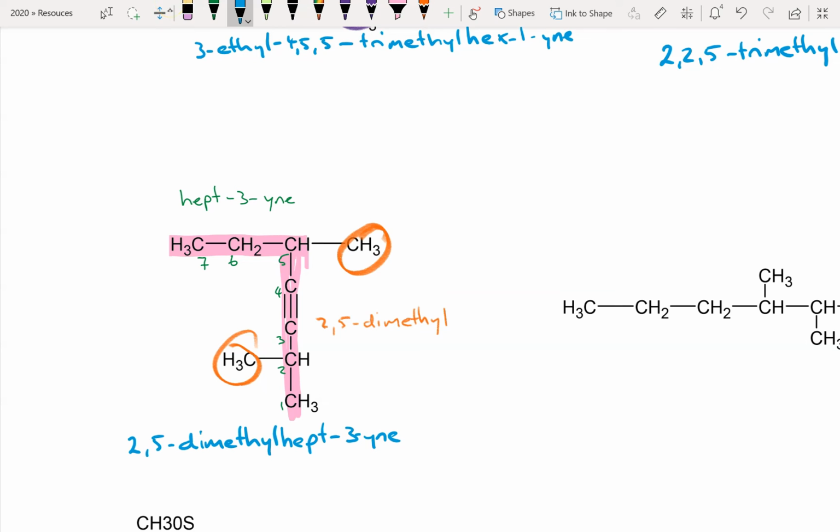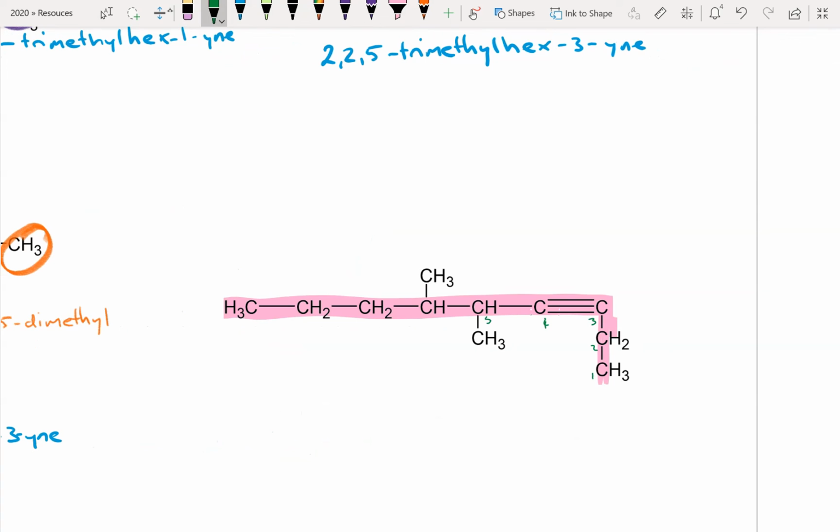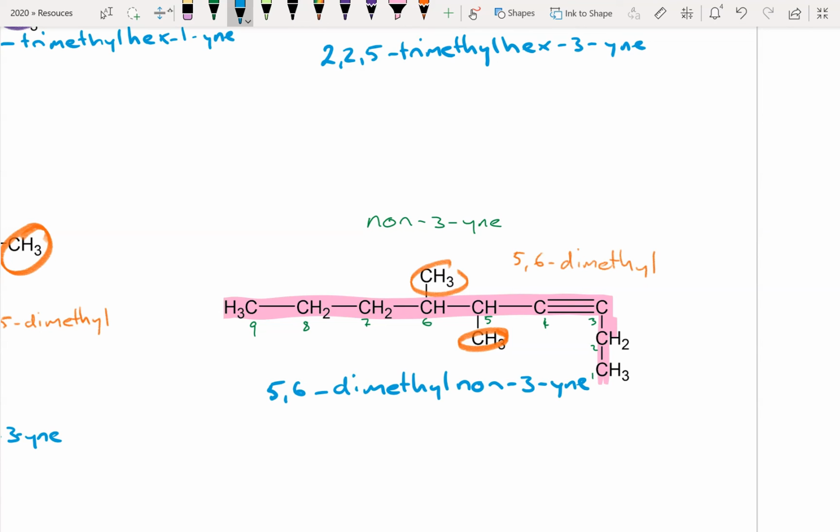With this one, we end up with 2,5-dimethyl hept-3-yne. So this particular beast becomes 5,6-dimethyl non-3-yne. So there we go. So that's us finished. We've now labelled alkanes to alkynes. We've drawn them.